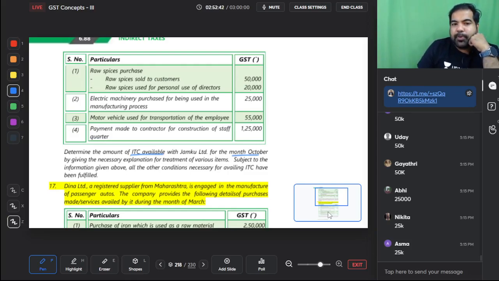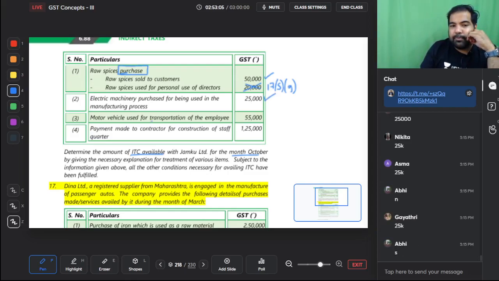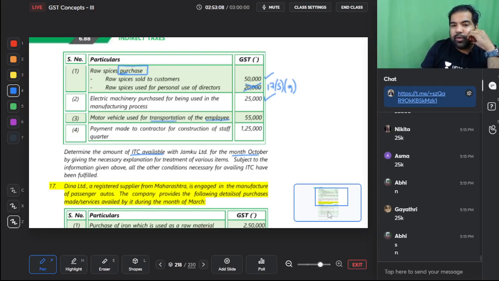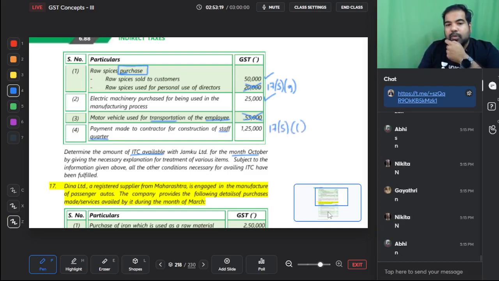Alright. Guys, you are purchasing. On purchase, do you get credit? Yes. Raw spices sold to customers, you will get credit of this? Yes. For personal use of directors, will you get this? No. This is blocked. Personal use, 17(5)(h), is blocked. Electric machinery purchased for being used in the manufacturing process, this is allowed. Motor vehicle used for transportation of the employee: not allowed unless it's more than 13 passengers. Payment made to a contractor for construction of staff quarters, as this is immovable property, it is blocked under 17(5)(c). So only 50 and 25 allowed.